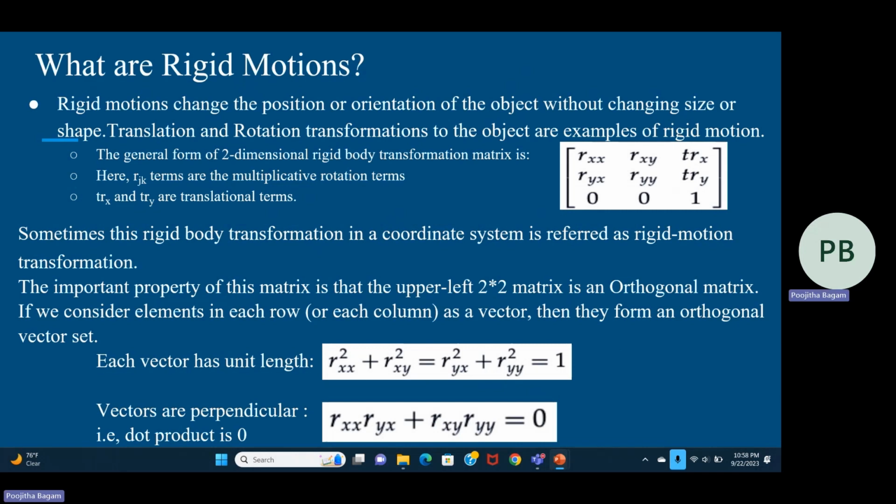So what are rigid motions? Rigid motions change the position or orientation of the object without changing size or shape. Translation and rotation transformations to the object are examples of rigid motion. The general form of the two-dimensional rigid body transformation matrix is as shown here.